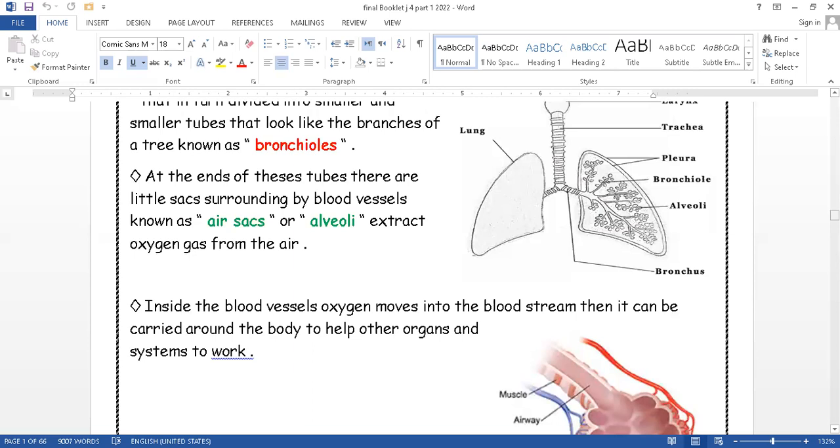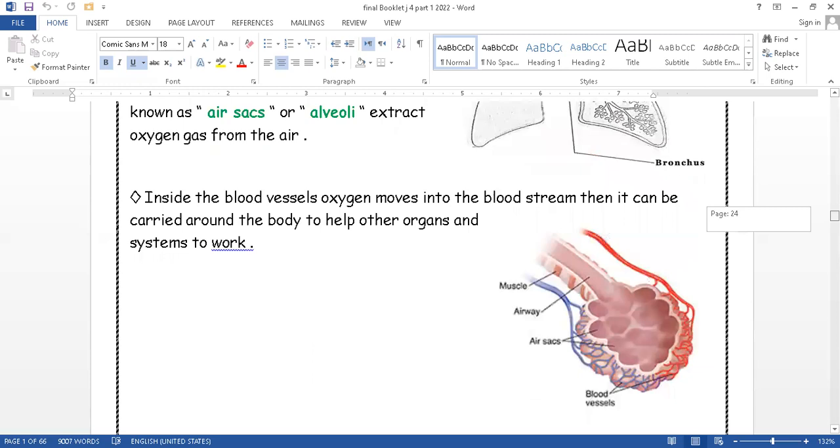How can it exchange the gases? It takes the oxygen from the air to the blood. After that, the blood takes the oxygen to distribute it to all organs and returns the carbon dioxide to get out from our nose through the exhalation process. Okay.